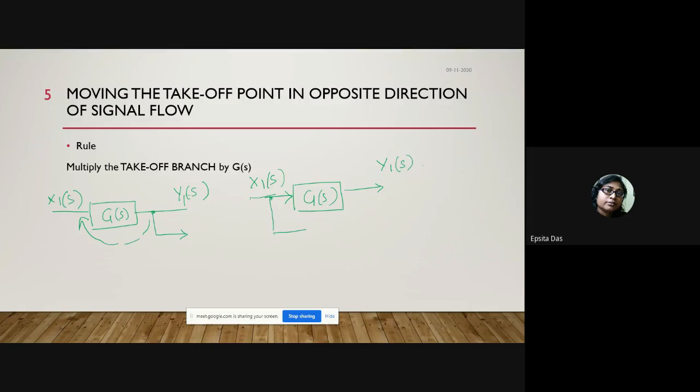What will happen here, tell me? If I want to move this in this direction, finally how will the block diagram look? There is a simple block GS, and I want to move the takeoff point in the opposite direction of the signal flow. I want to take the takeoff point from here to here. Tell me, what will happen?